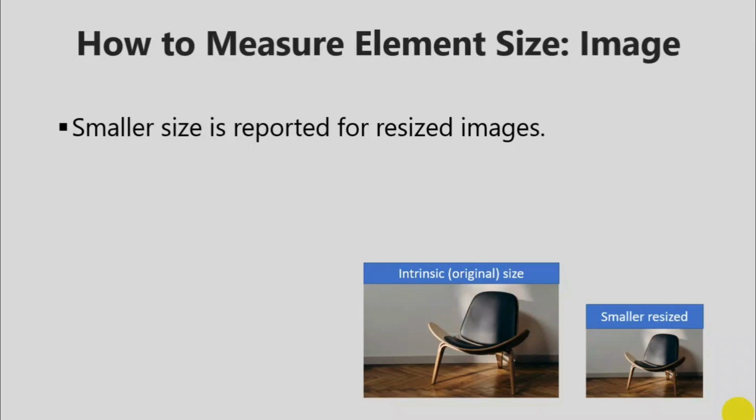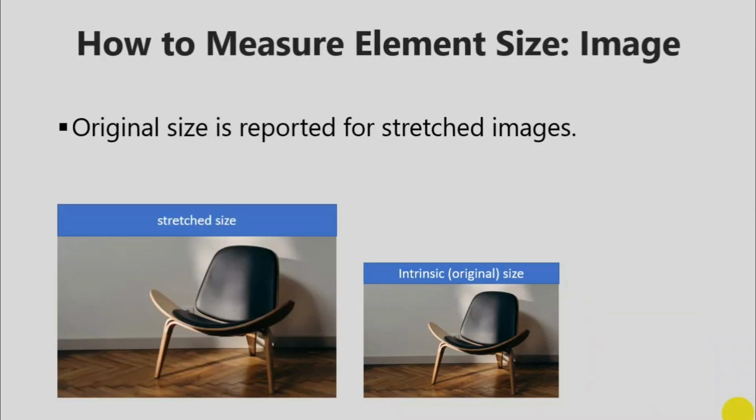If an image has been resized from its original size, often referred to as the intrinsic size, the reported size for LCP is the smaller of two measurements, the visible size or the original size. If images have been significantly reduced in size, the reported size is limited to what's actually displayed, ensuring accuracy in LCP measurement. However, in cases where images have been stretched or made larger, their original sizes are reported.